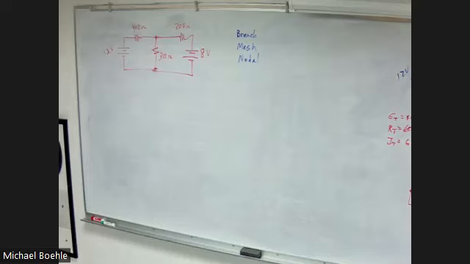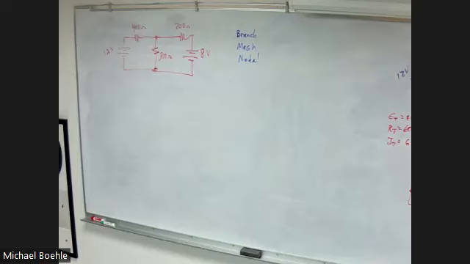Okay. Now, what branch analysis is going to do is basically assume those 3 currents. In other words, draw the currents, choose a direction, and then solve for those 3 currents.